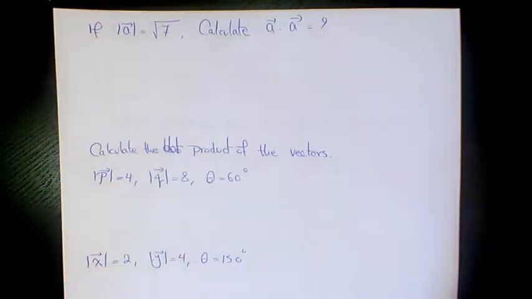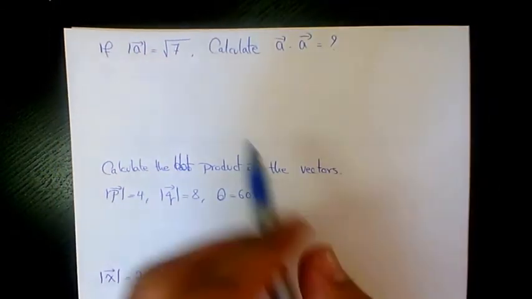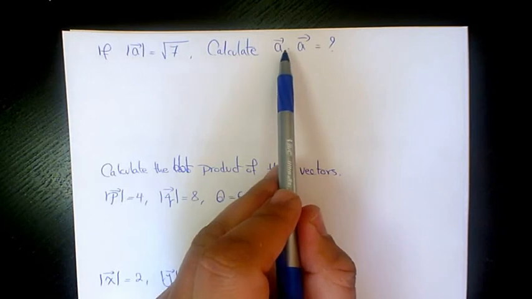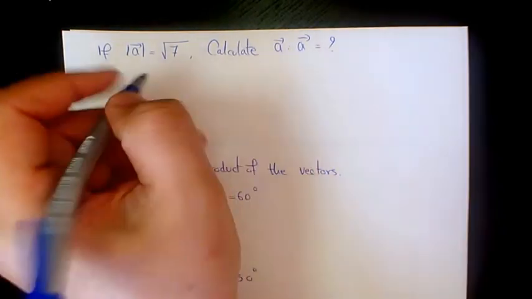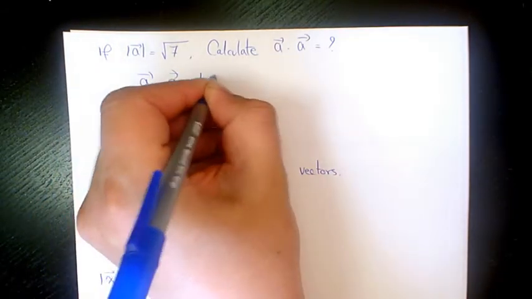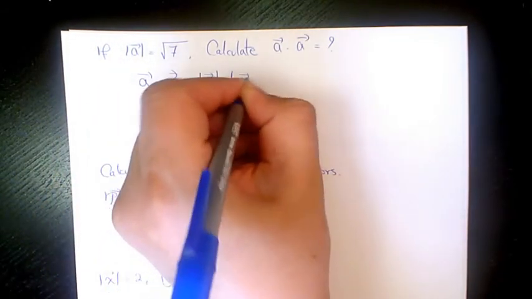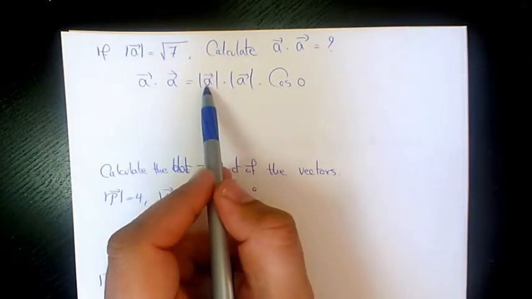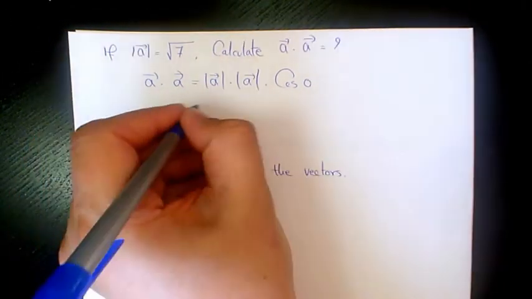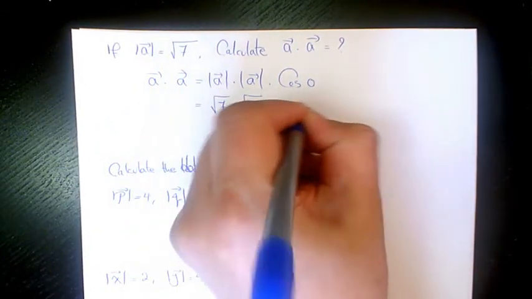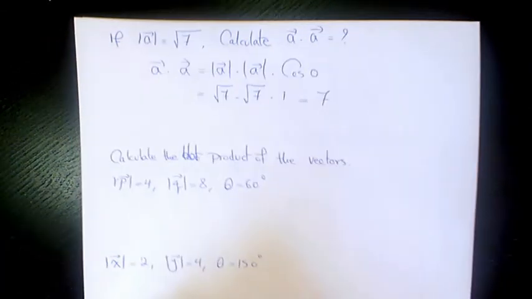Next one. If the magnitude of a is root 7, calculate the dot product of a and a, a dot a. What does that mean? It means the magnitude of a times the magnitude of a times cosine 0, because the angle between these two, which are the same, is 0. So it's going to be root 7 times root 7 times 1. That's going to be 7.